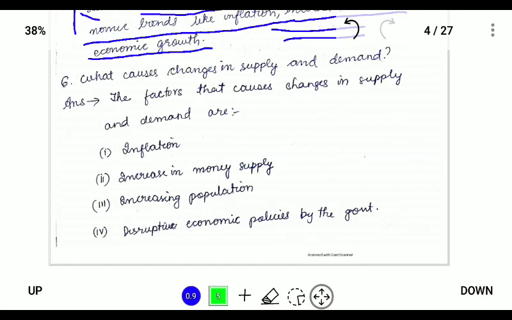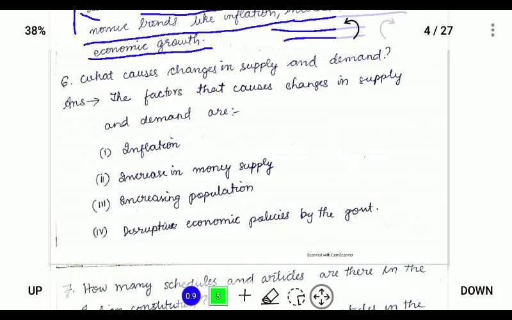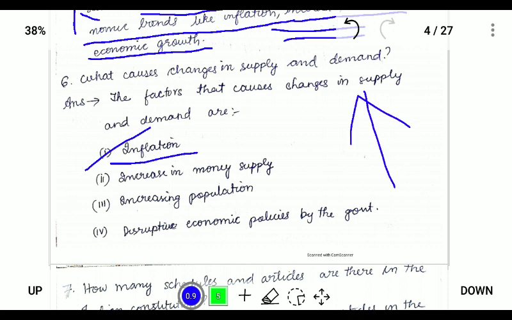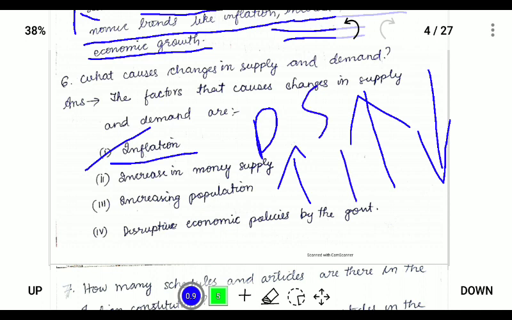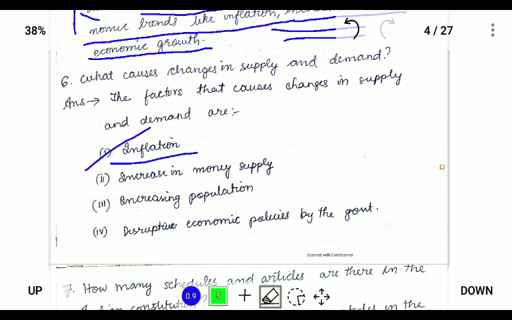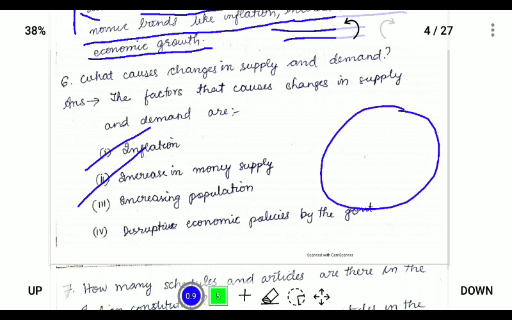Next, question number 6. What causes changes in supply and demand? So the supply and demand of goods depends on many factors such as inflation. When there is a price rise but the purchasing power of the currency is low, it causes huge demand. However, the supply is very less. The demand increases but the supply decreases because there are no goods in the market, although there is a huge amount of money. Next, increase in money supply. The increase in money supply also increases inflation, because if people have more money, they will want to buy many goods. So it will cause the reduction in goods, and also demand will increase.